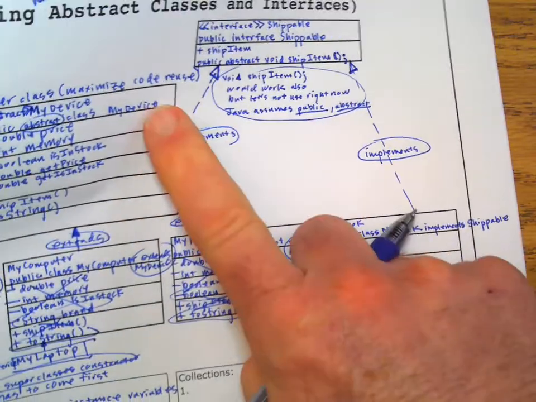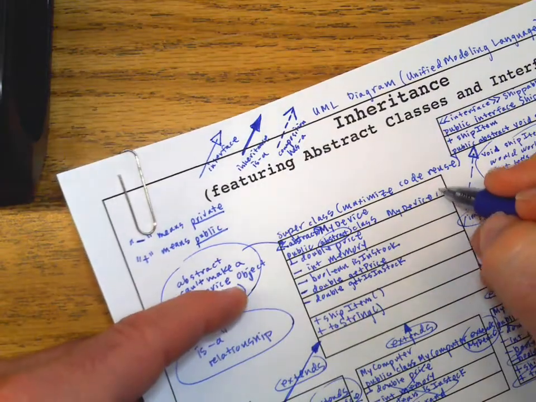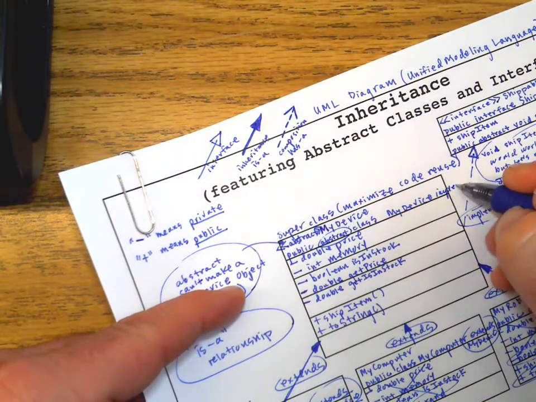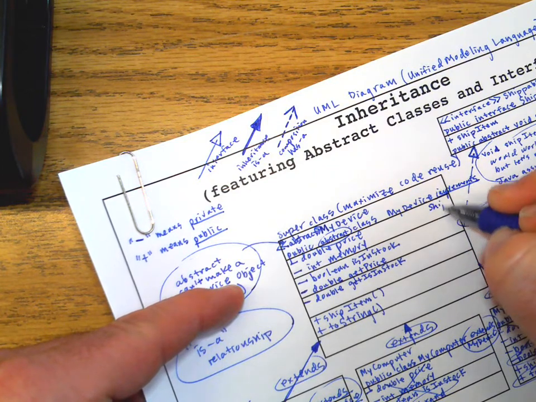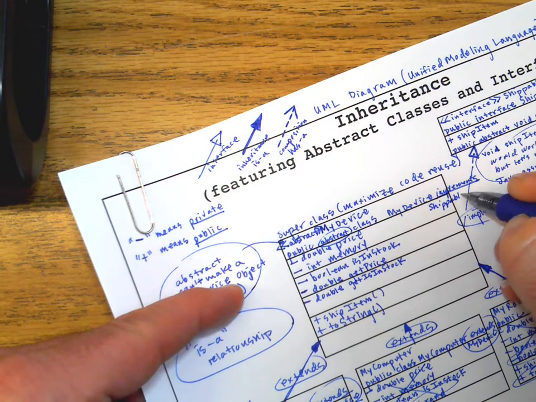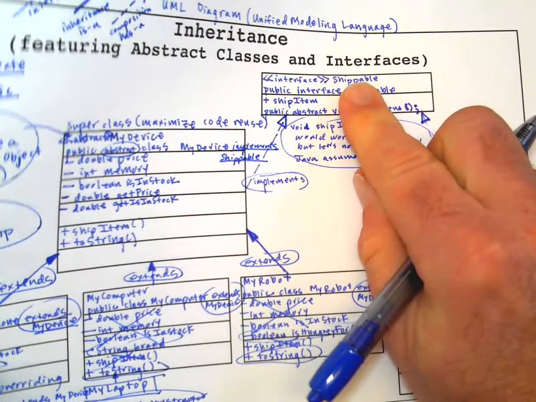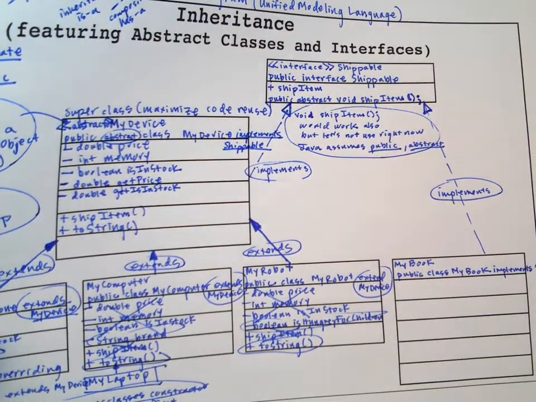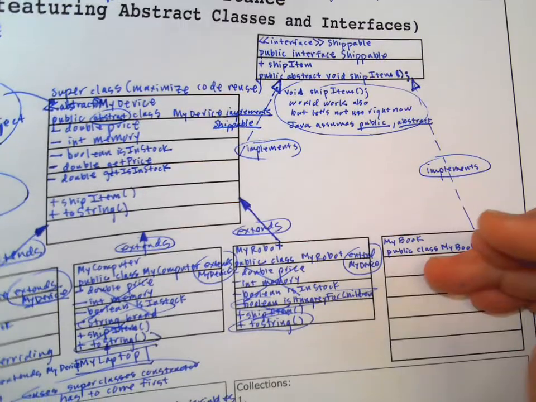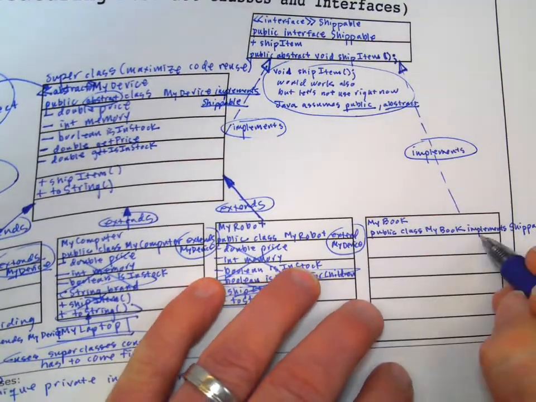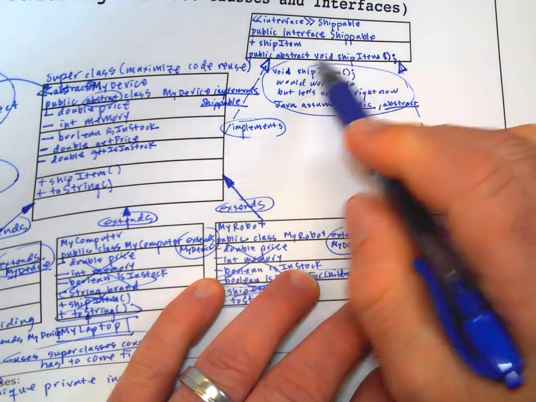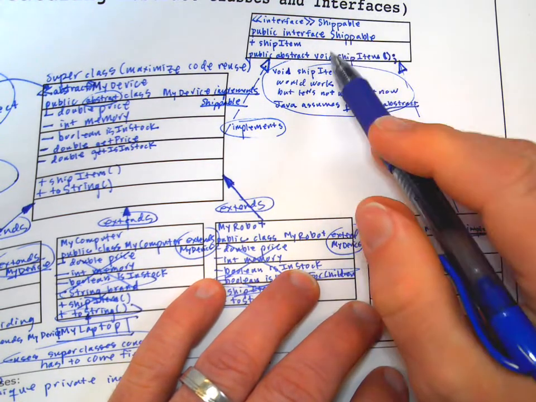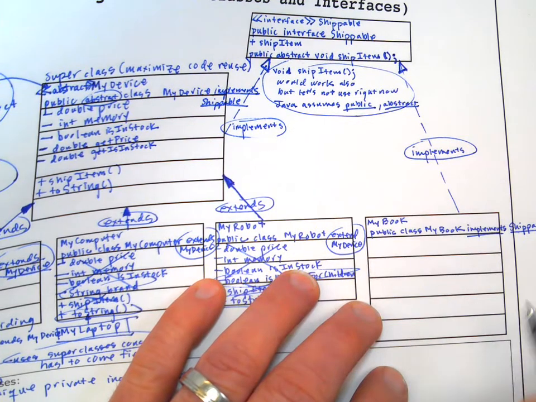Now we have to add it up here also. We have to add implements Shippable. Now Shippable, these aren't objects. You can't create just a Shippable object. There's no constructors in it. There's no private instance variables in it. It's really just a list of methods that these different classes are going to have in common.